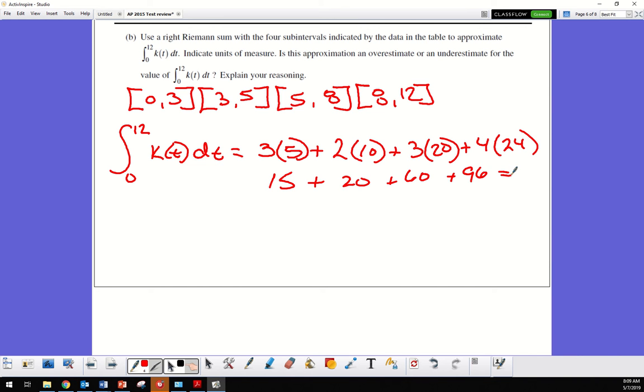Which altogether, that's going to give me how much? 191. And what are my units? Feet.